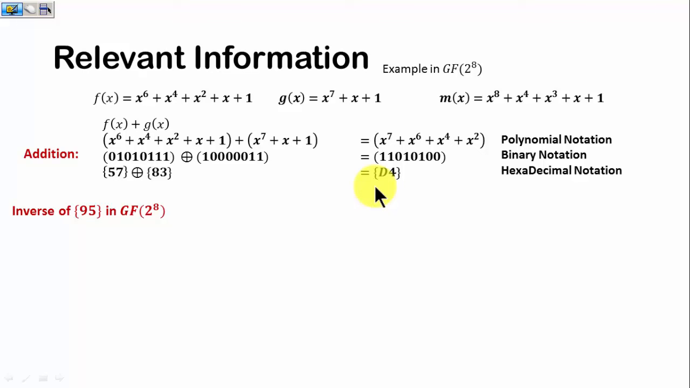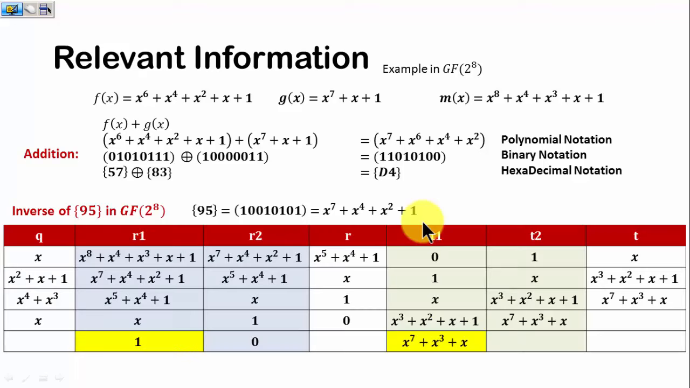If you want to calculate the inverse of a hexadecimal value like {95} in the GF 2 raised to the power 8 domain, you basically convert it into binary and then the polynomial notation, that is x to the power 7, x to the power 4 plus x square plus 1. And then in order to find the inverse, we had studied the extended Euclidean algorithm. So that algorithm could be used to calculate the inverse of values like these.